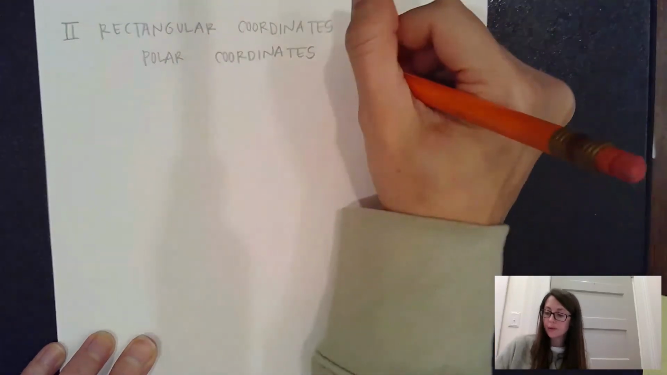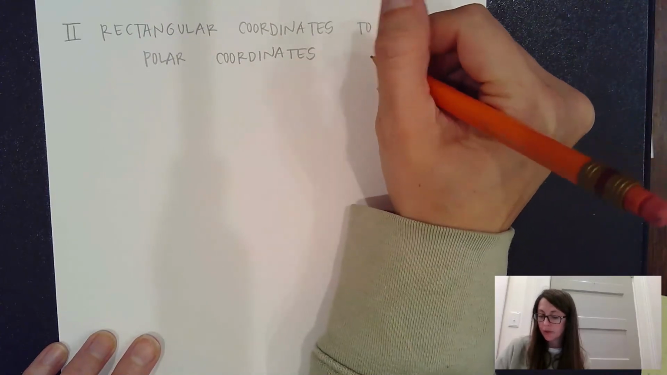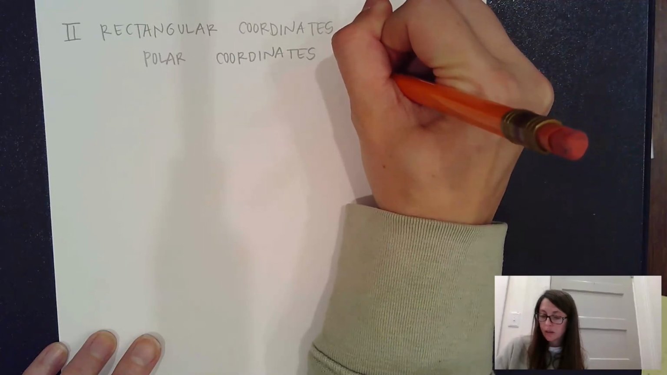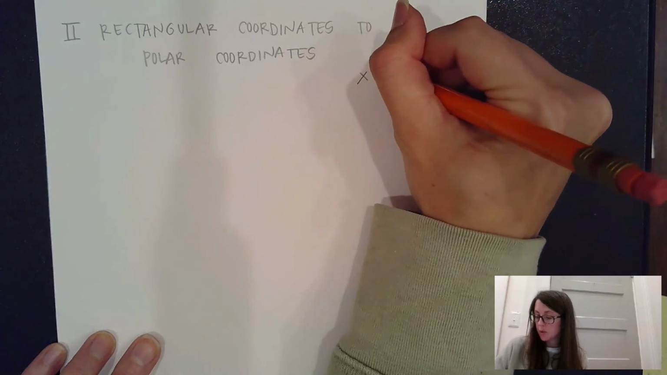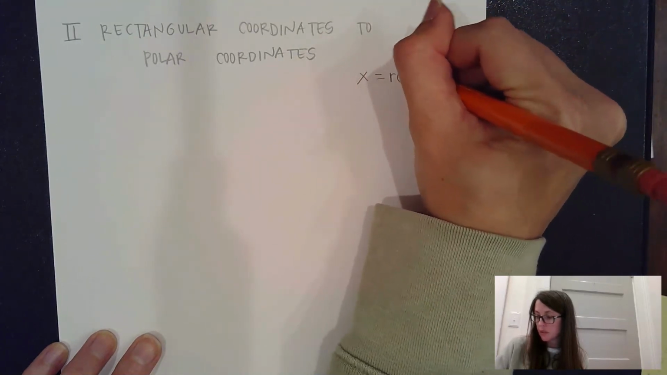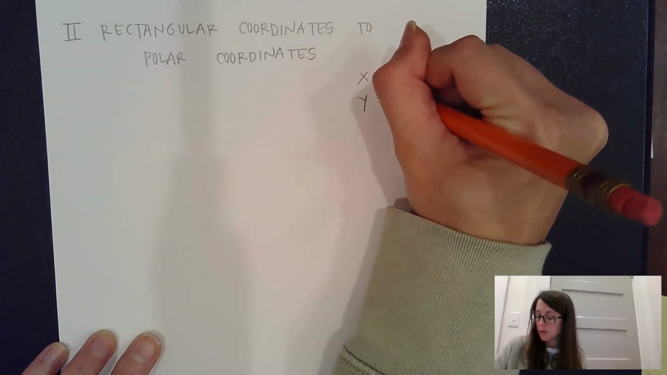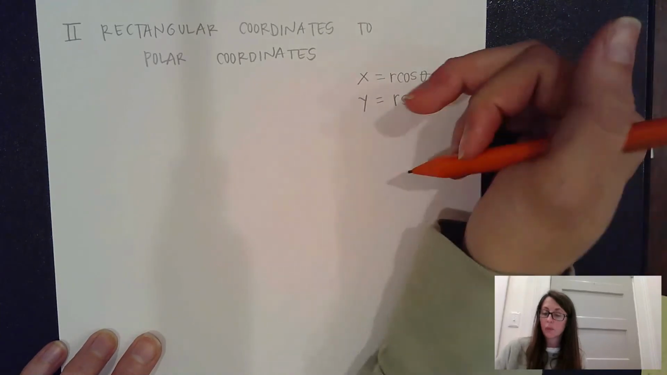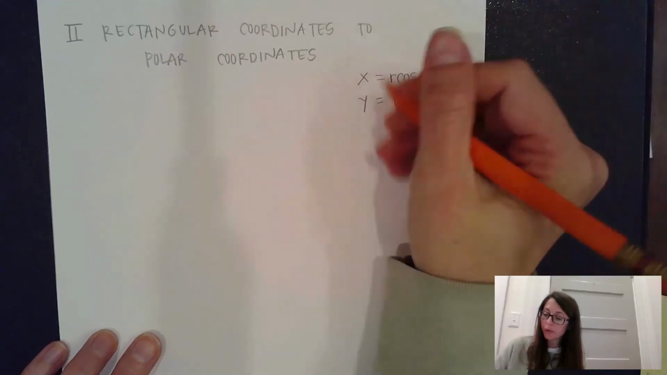Right, so remember we've got our x is going to be equal to r times cosine of theta. Our y is going to be equal to r sine of theta. Okay, we don't want that because we're wanting to change it from rectangular to polar.